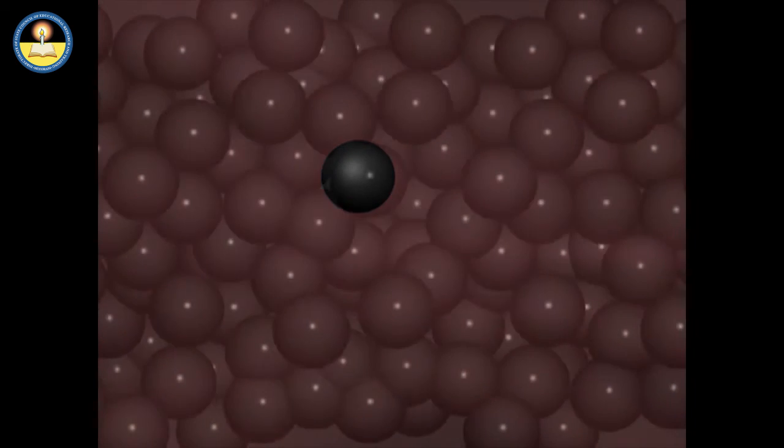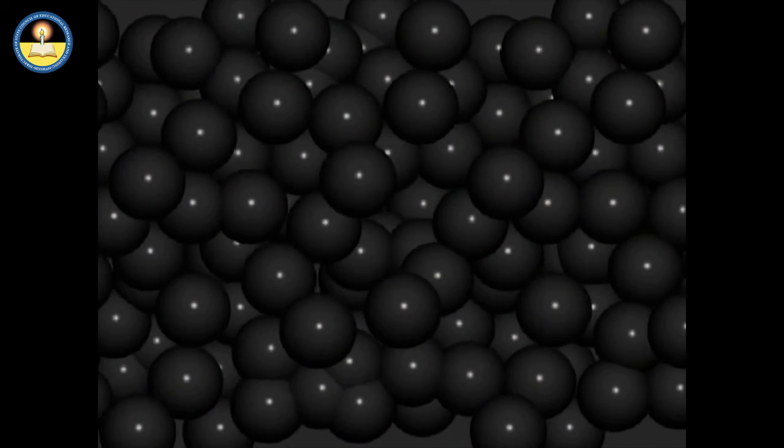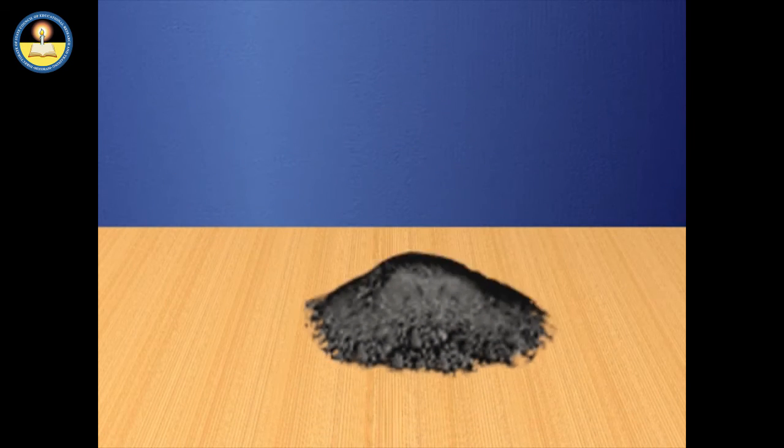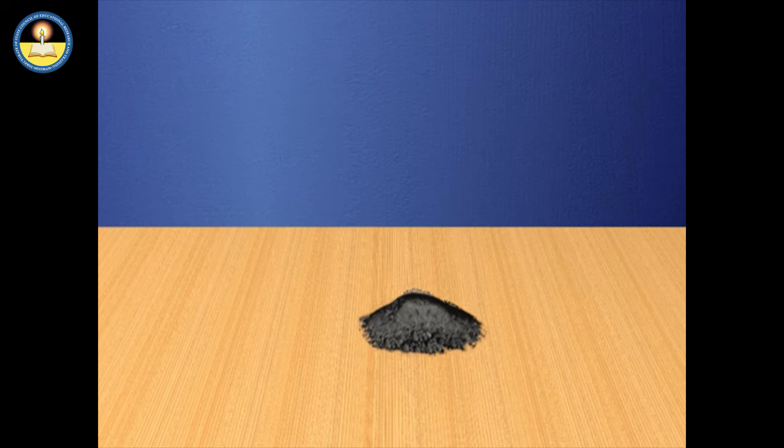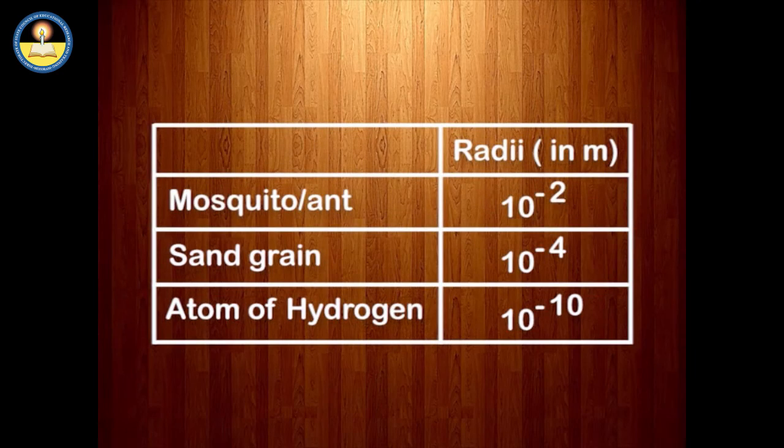An atom is the smallest particle of an element which can take part in a chemical reaction. It retains its chemical identity throughout all chemical and physical changes. The relative sizes of some extremely small matter are as in the table.